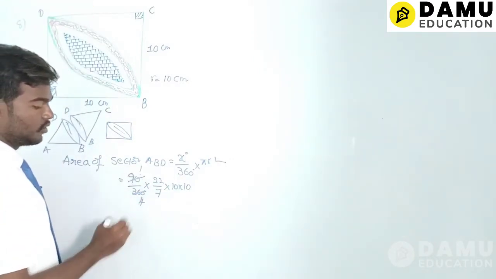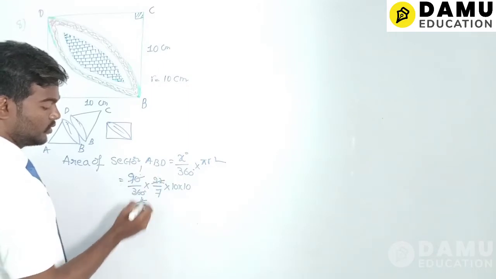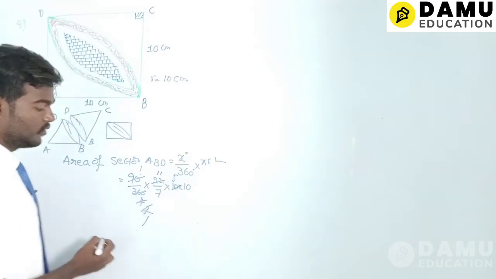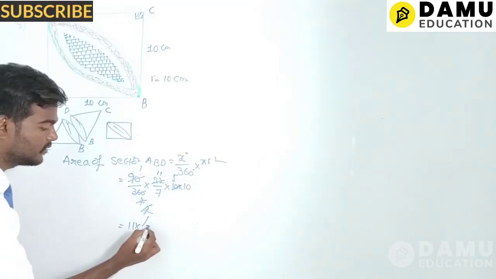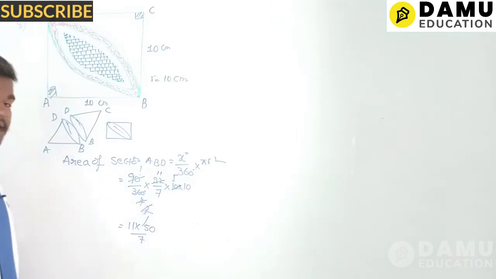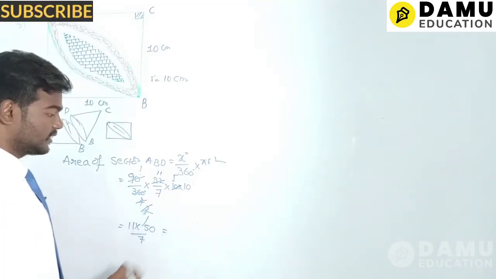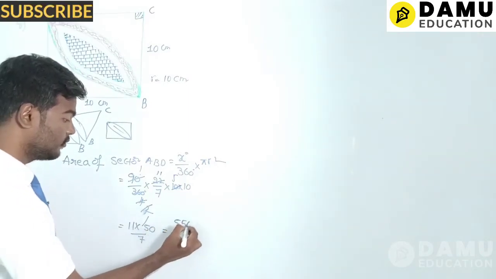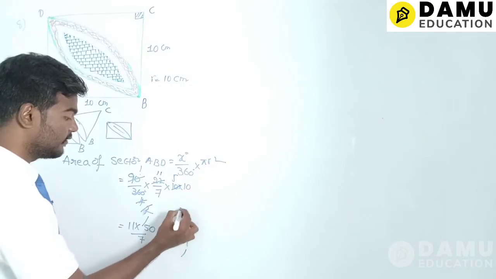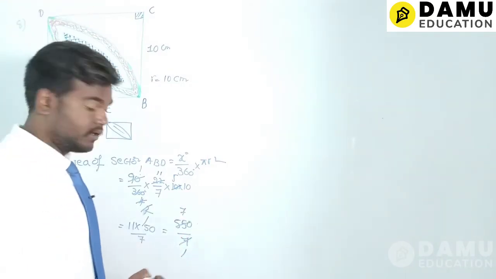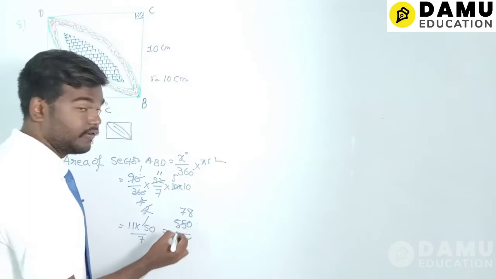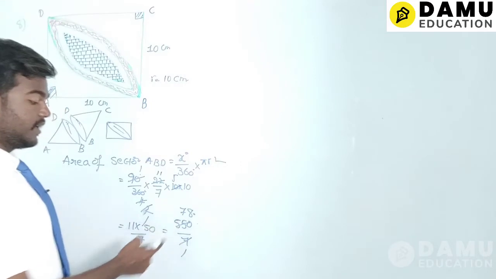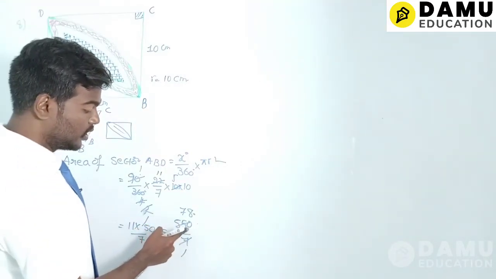So 90 ones are 90, 4s are, then 2 2s are 4, 2 11s are, 2 5s are. What answer are we getting? 11 into 5 10s are 50 by 7. So this is the required one. Let's keep it as it is. So 11 into 550 by 7. 7 7s are 49, 1 will be 60, 7 8s are 56.